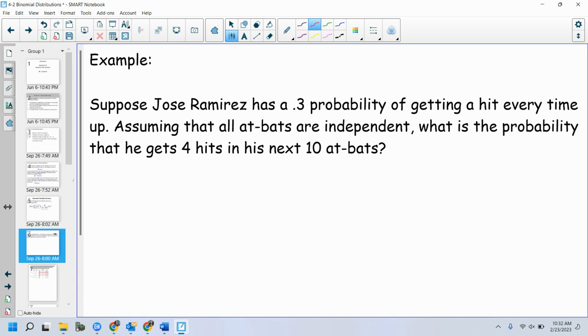All right, so let's define everything that we have. Again, the formula was nCx, p to the x, q to the n minus x. Okay, what is n in this case? What is n? 10 at-bats. What is x? How many times do I want a success to happen? 4.